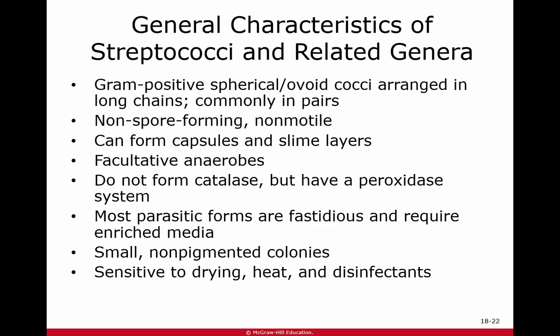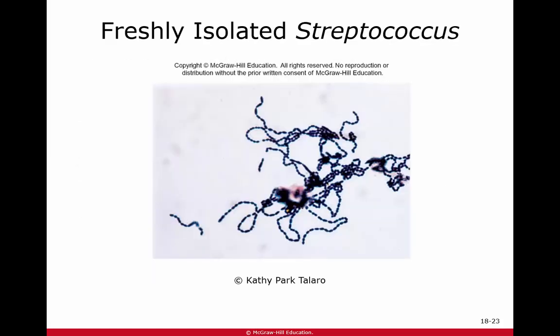Most of your parasitic forms are pretty fastidious. The colonies are small and non-pigmented, and they are very sensitive to drying, heat, and disinfectants. And this is what it looks like. You see the long chains of the Streptococcus. Strepto means long chains. Coccus is the spherical shape.